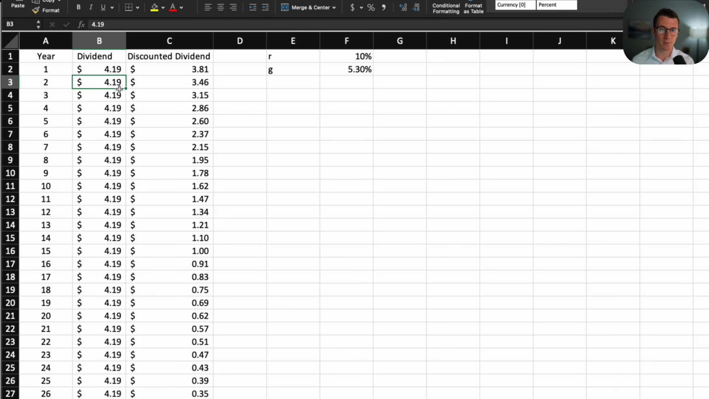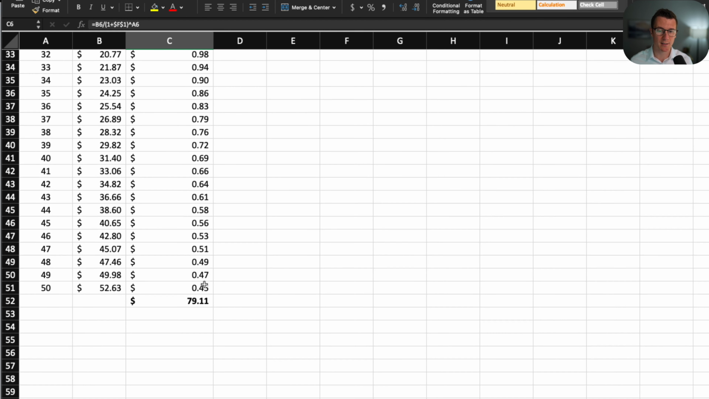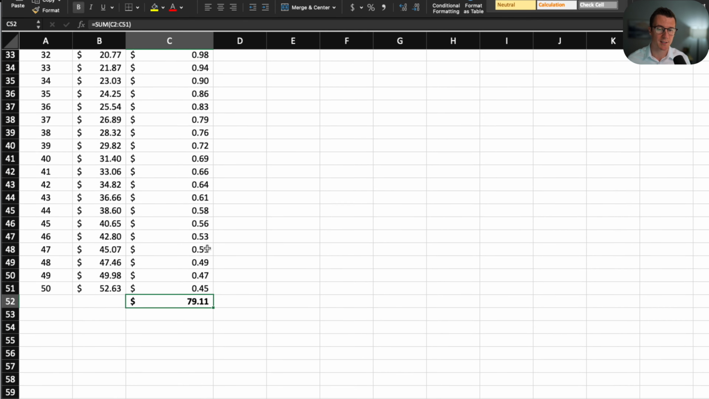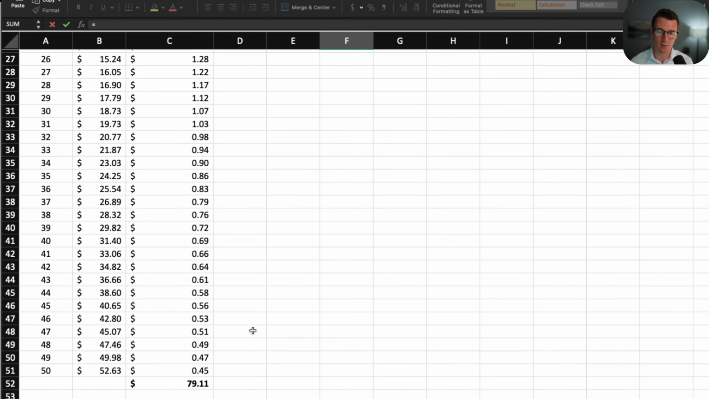So now all we're going to do is take our dividend from last year. We're going to multiply it by 1 plus whatever our growth rate is, and then go and lock that cell down so this doesn't move, and then just drag it all the way down. So now we have a dividend that's growing each year by 5.3%. And then we're discounting that growing dividend again at 10%. And that gets us to an estimated fair value of $79.11. So we can put a V value here and just make this equal to this.